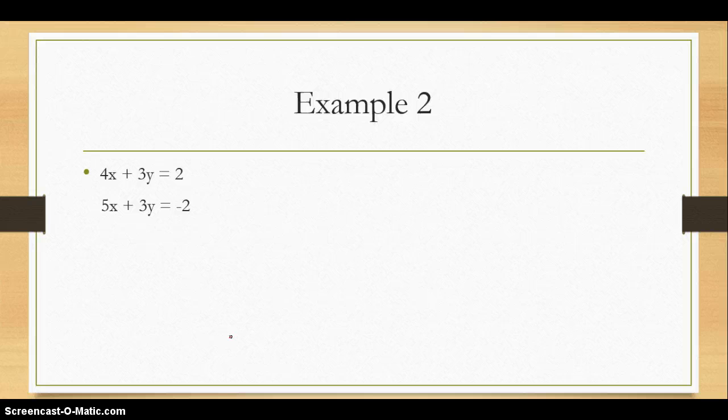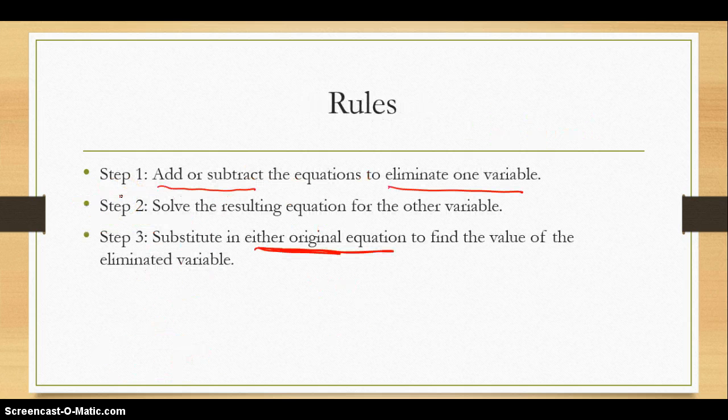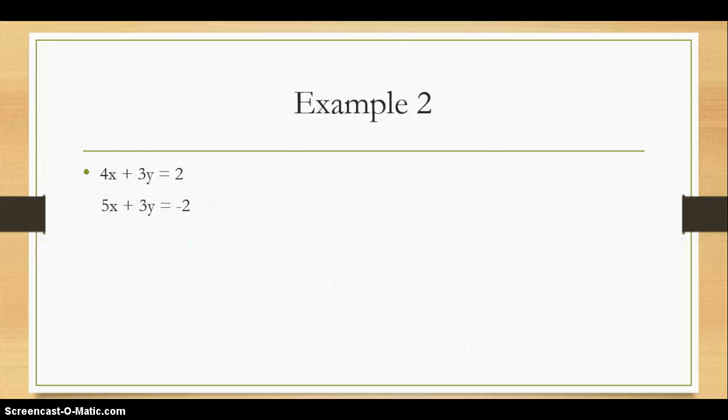Example 2: 4x plus 3y equals 2 and 5x plus 3y equals negative 2. Now, step 1, add or subtract the equations to eliminate one variable. If we added down right now, we would get 9x plus 6y. That wouldn't cancel out one of the variables, so that means we have to subtract.